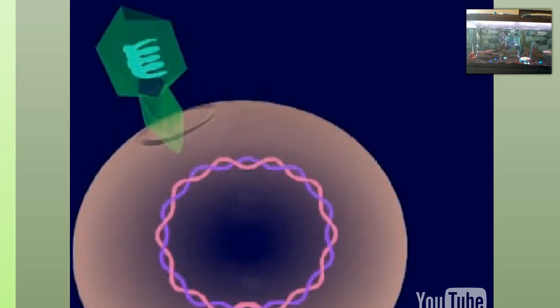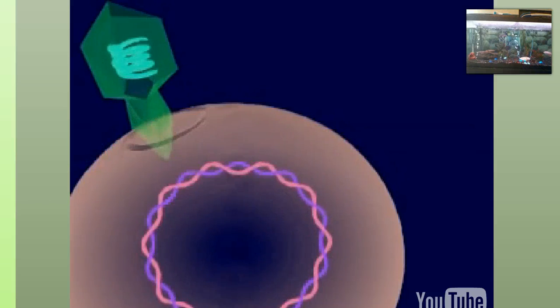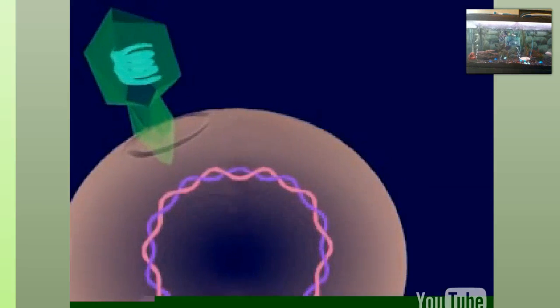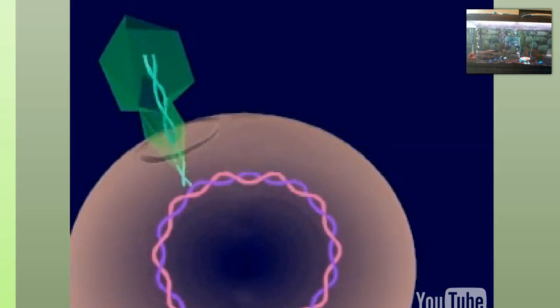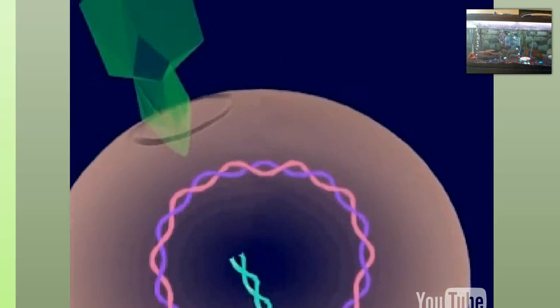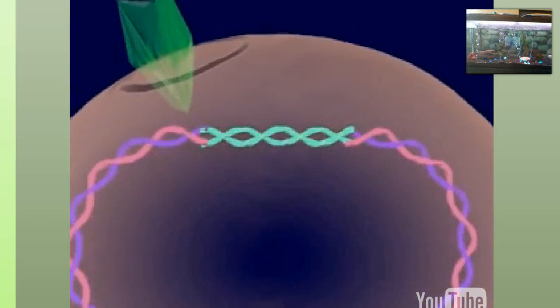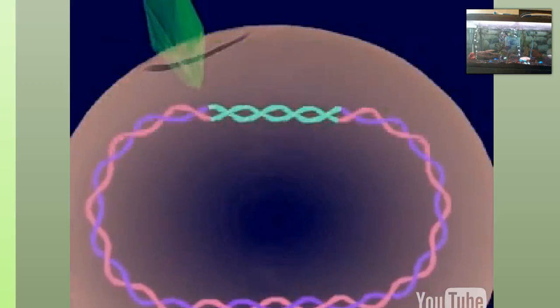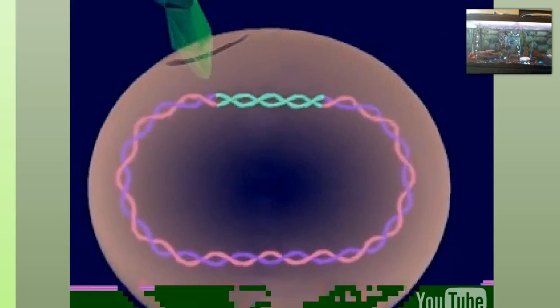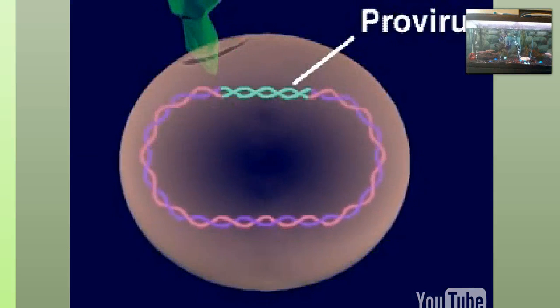A bacteriophage attaches to a bacterial host cell by locking onto a specific receptor site on the surface of the host cell. The virus then injects its DNA into the host cell. Once inside the cell, the viral DNA inserts itself into a specific site in the chromosome of the host cell. Viral DNA is then called a provirus.